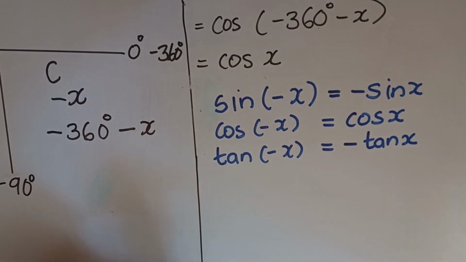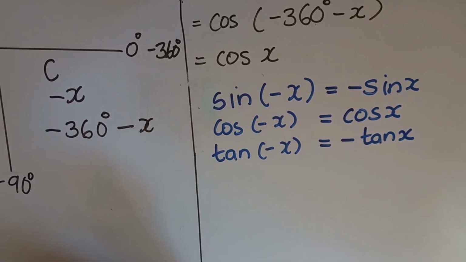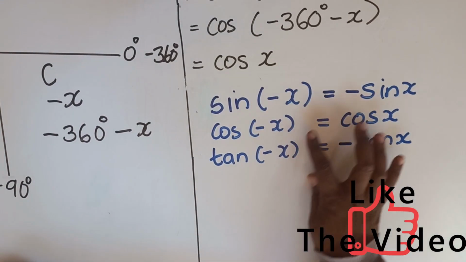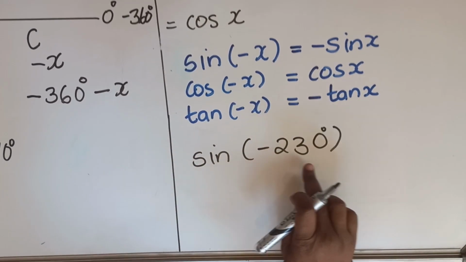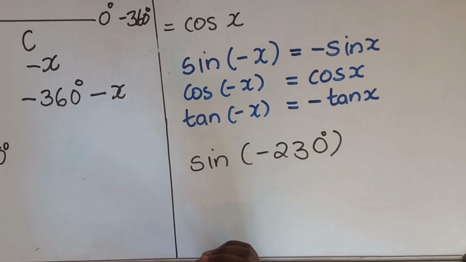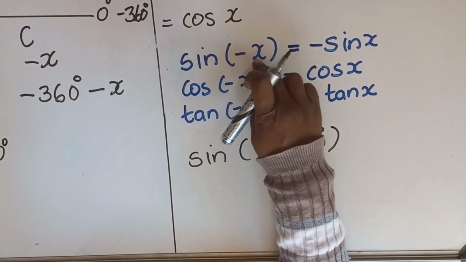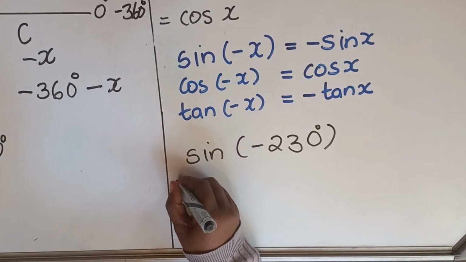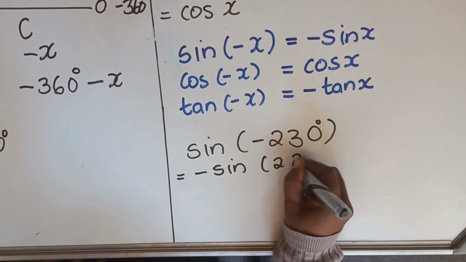The example that we're going to do now is with a numerical value, meaning that the angle is a number. So you need to remember this first before you can do that problem. Let's look at that example now. Our example is sine of negative 230. You start by making it positive. When we have a negative angle in sine, it's going to be negative sine of that angle. So here is going to be negative sine, and the angle is 230.